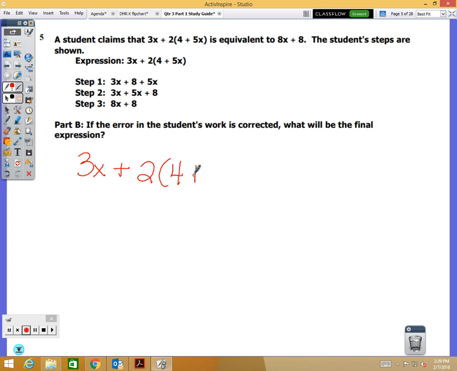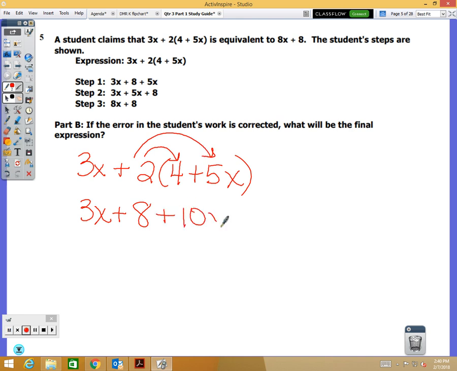You did not have to show the work on your computer. You could have just given your final answer on the computer. On your worksheet is where you should have shown that work. 2 times 4 is 8, and 2 times 5x is 10x. What do we do at this point?